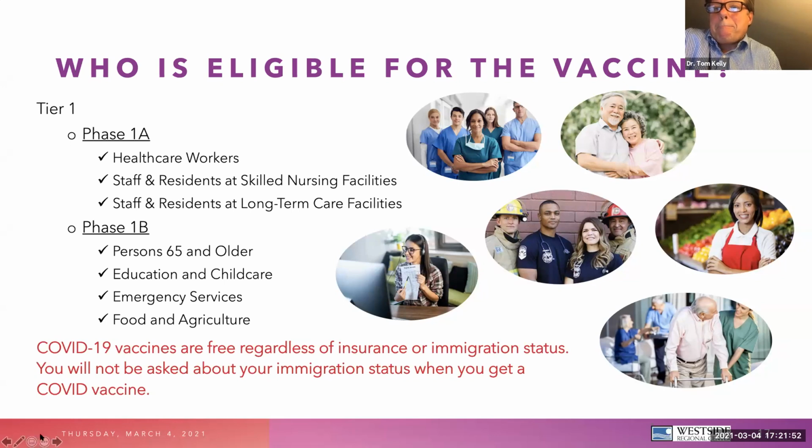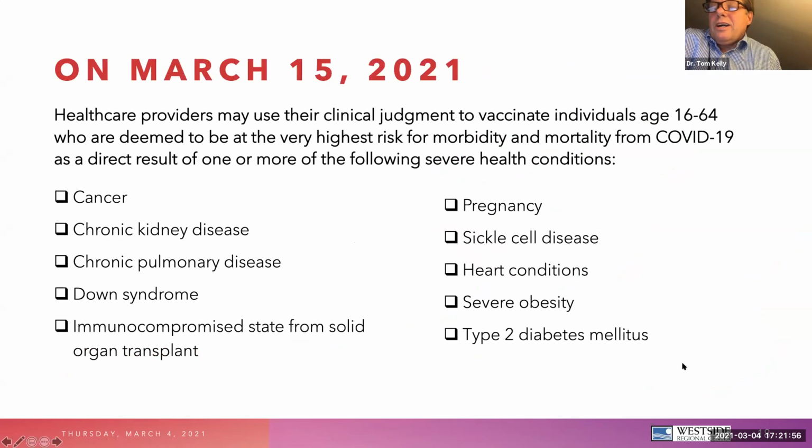So on March 15th, 2021, I really have to applaud all the efforts of everybody that's advocated at the state level, because they changed the tier system and recognized that individuals with developmental disabilities and individuals with underlying medical conditions were not being prioritized in the state. The state heard that, and they have expanded some of the criteria. On March 15th, healthcare providers may use their clinical judgment to vaccinate individuals ages 18 to 64 who are deemed to be at the very highest risk. You can see a number of different medical conditions: type 2 diabetes, severe obesity, heart conditions, Down syndrome, chronic pulmonary disease, and also including individuals that we support.